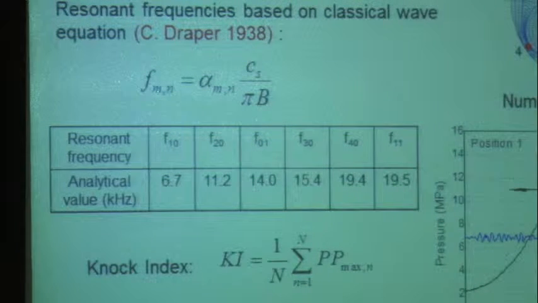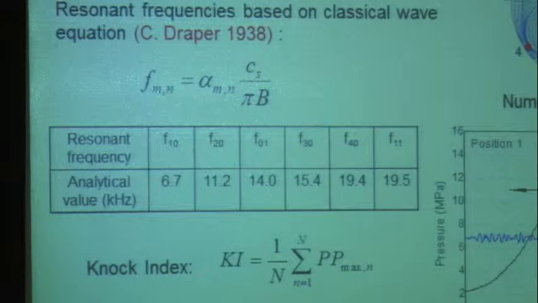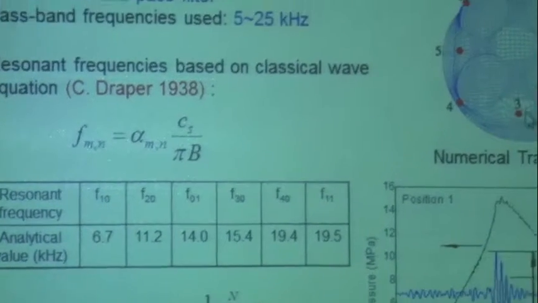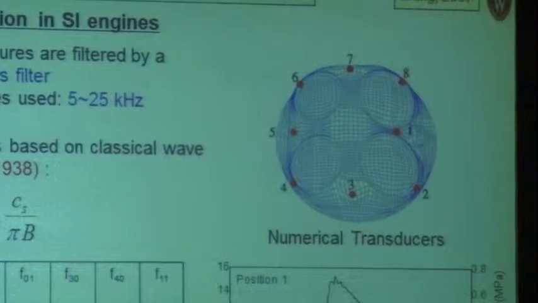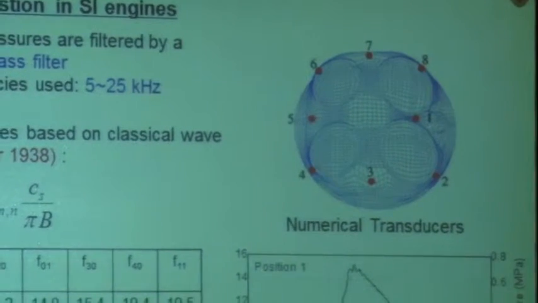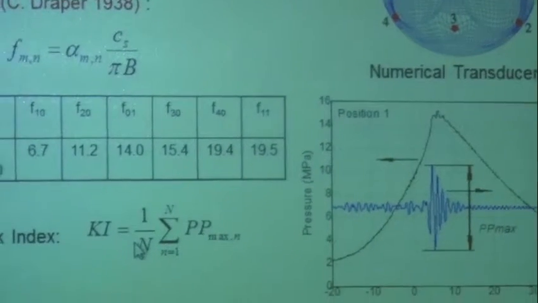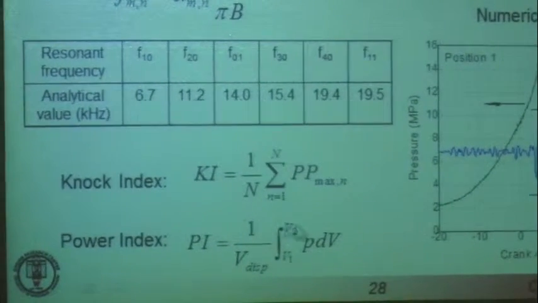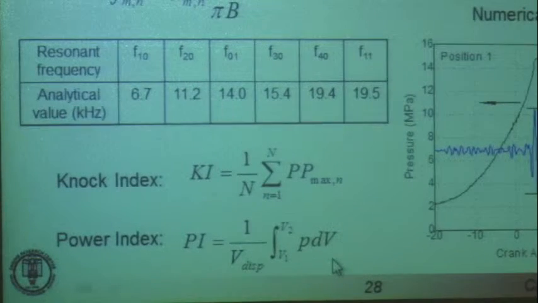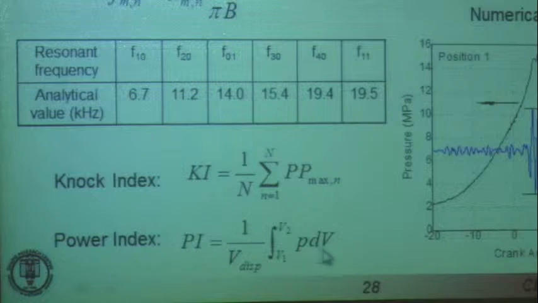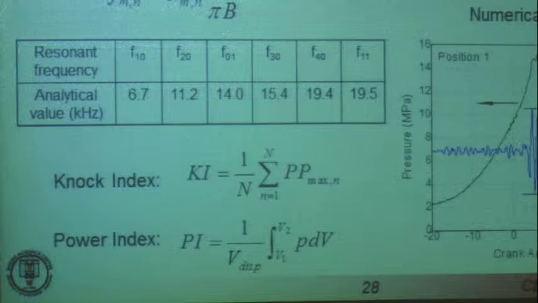So, okay, now you have these blue curves. We can add them together over the 8 numerical transducers that you see here and develop a parameter called the NOC Index. And we can watch how that NOC Index changes with crank angle. We're also interested in PDV work, so we keep track of what's called the power index here, which is just the pressure volume work term divided by the engine displacement. We're going to be looking at what happens when you change the ignition time, and obviously that's going to have an effect also on NOC.